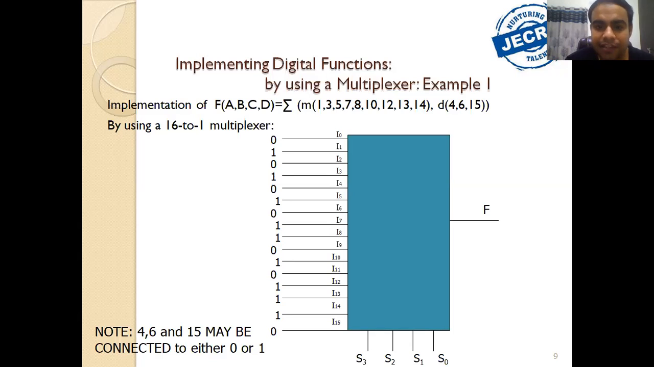That is why in this block diagram, input lines I1, I3, I5, I7, I8, I10, I12, 13, 14 are connected to 1. And 4, 6, 15 are connected to don't cares. You can apply either 0 here or 1 here. It doesn't matter. It is one of the most simple examples.